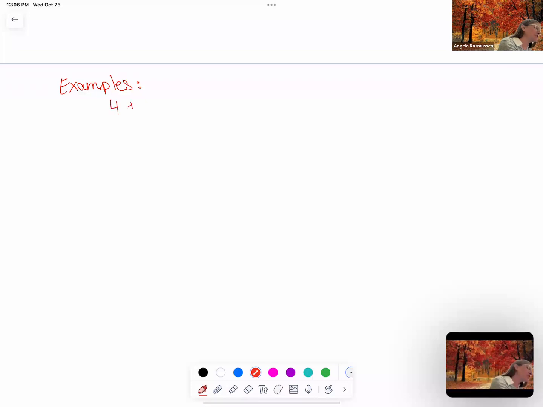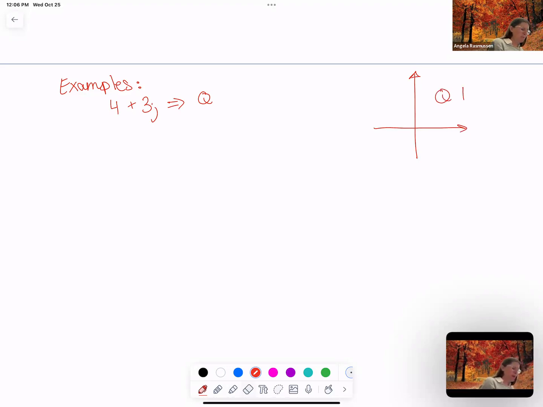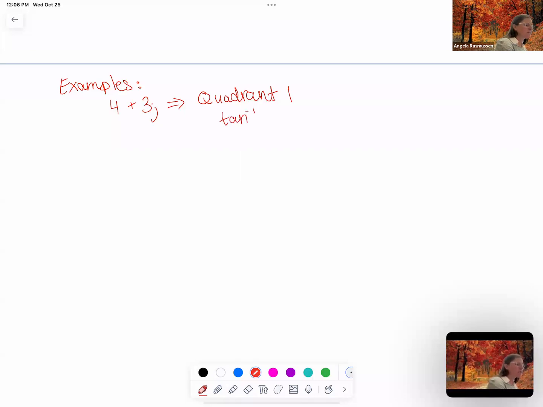So say you get a rectangular form that looks like this. Which quadrant are you in? Okay, so I'm going to draw first these quadrants to remind you which quadrant. Well, no, I'm not even going to draw them. Okay, so this would be quadrant 1. And what will be your angle?